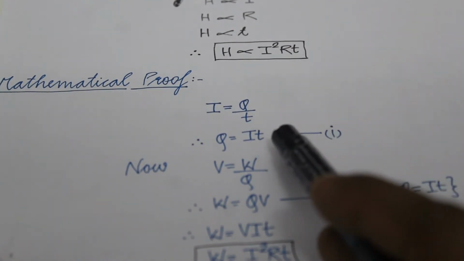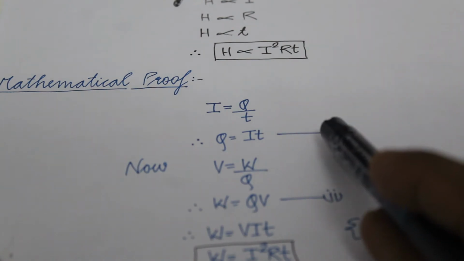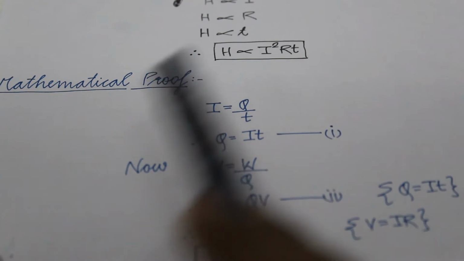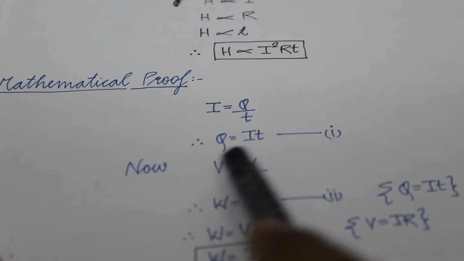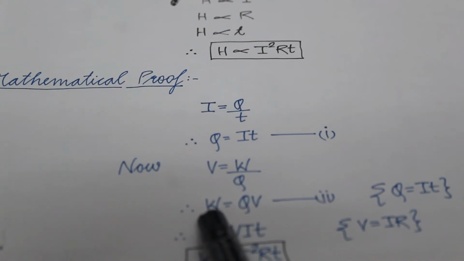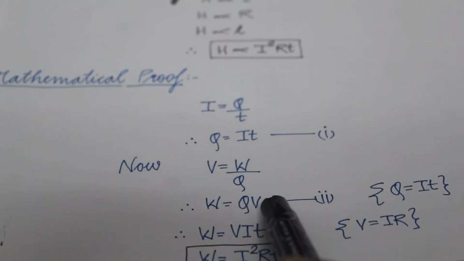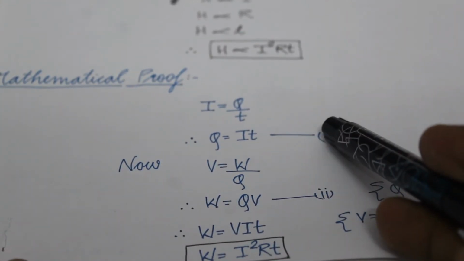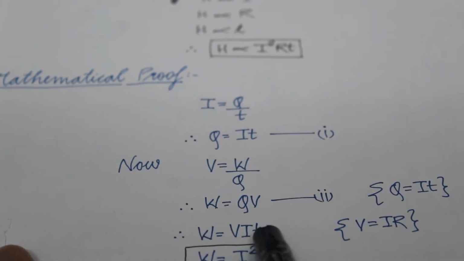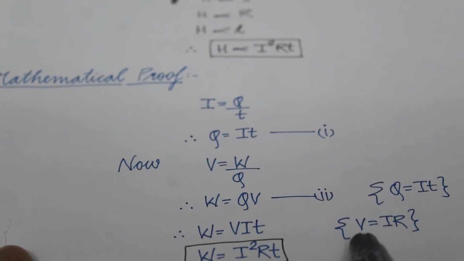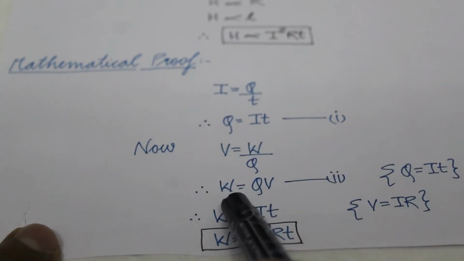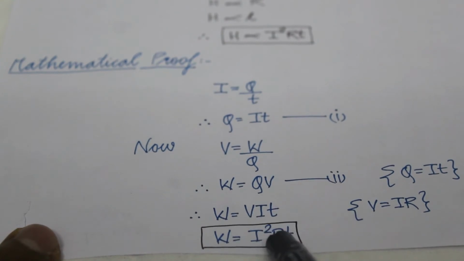Now, as I told you, heating effect only comes into play when a potential difference is applied across a conductor. So, potential difference is given by work done upon charge transferred. From here, I can find out the work done, which will be equal to charge transfer into potential difference. From equation 1, I know Q is equal to IT, therefore work done becomes VIT. And as I know, according to Ohm's law, V is equal to IR. So, putting this value over here, I get work done is equal to I square RT.